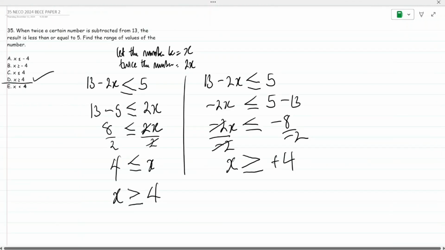So we see that we have the same answer. x is greater than or equals to plus 4, or 4. Note at this point, when you are dividing by any negative, wherever that sign is facing, that inequality sign of less than or equals to or greater than or equals to changes direction, it flips to the other side. Then you see your answer is still the same.